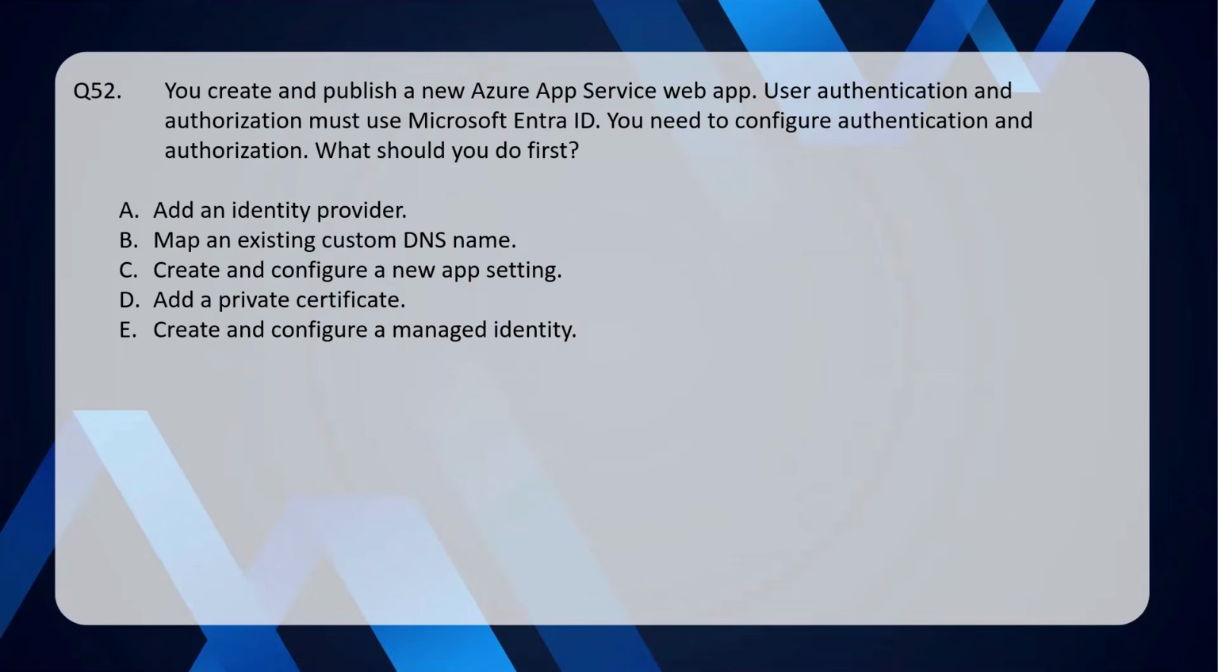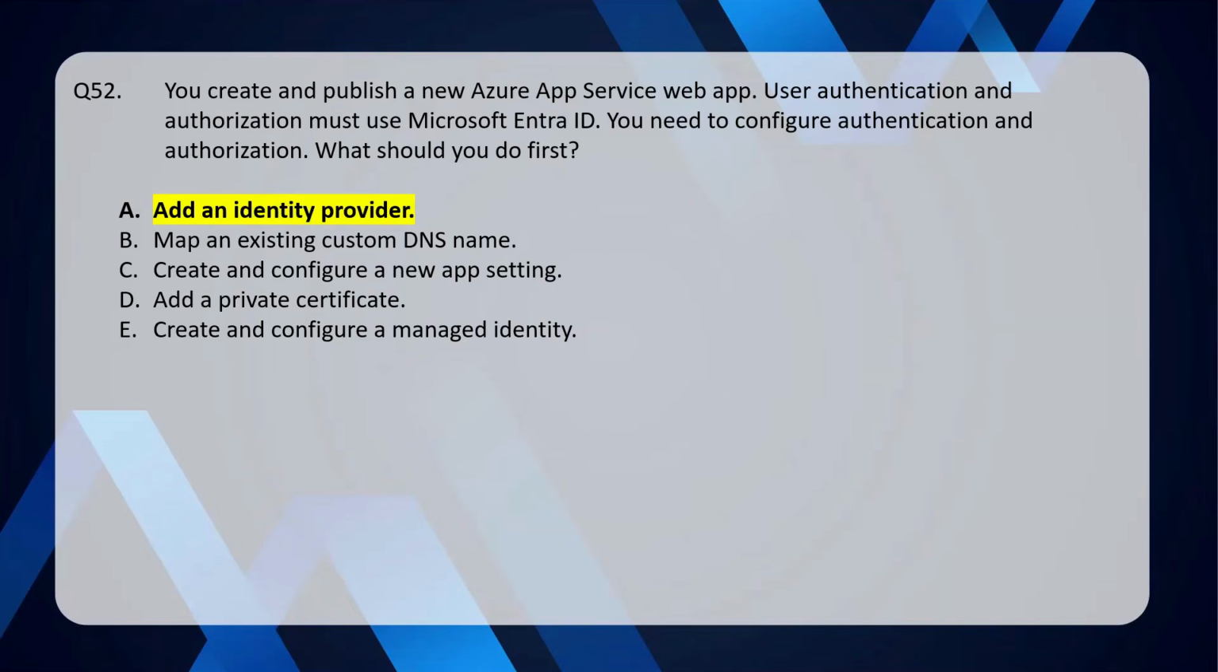Your options are add an identity provider, map an existing custom DNS name, create and configure a new app setting, add a private certificate, create and configure a managed identity. And friends, you should add an identity provider.